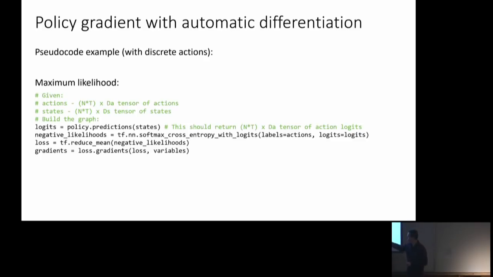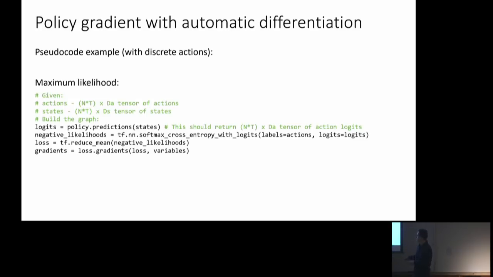So I'm going to assume that this policy.predictions basically does a forward pass through your neural network. It takes in a tensor of states, which is n times t, number of samples times number of time steps, by the dimensionality of the state. And it gives you an n times t by dA tensor of action logits. This is assuming you have discrete actions. So the output is basically the log probability of each of your actions, the logits.